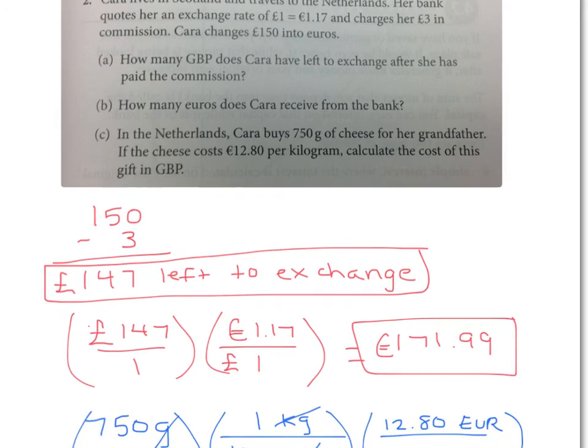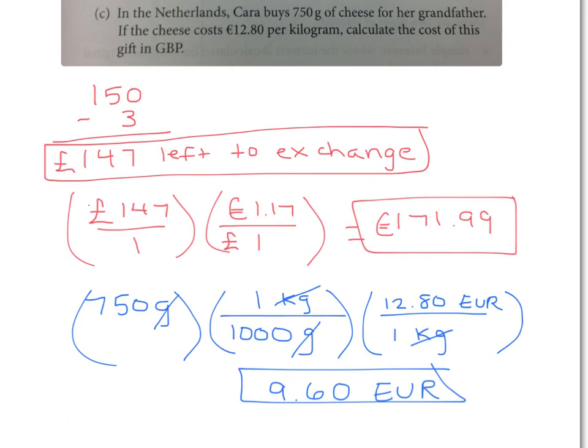Now, for the next problem, it's still a conversion problem, but there's going to be more than one step. So it says that in the Netherlands, Kara buys 750 grams of cheese, and it gives us a price per kilogram. So before we can even convert the grams to the price, we have to convert grams to kilograms. So 750 grams times 1 over 1,000, because there's 1,000 grams to 1 kilogram. And then we're going to multiply that, now that we have kilograms, times 12.80 euros.